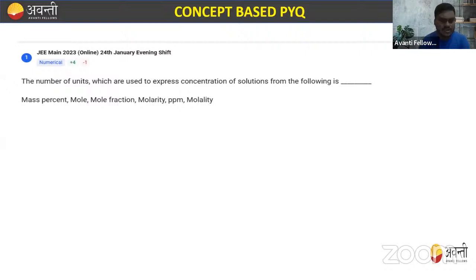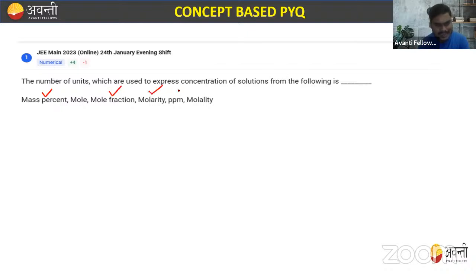Now, the next question is the number of units which are used to express the concentration. So फटाफट बता दो, ये बहुत सिंपल क्वेश्चन है तो फटाफट सब बता सकते हैं. That is the number of units used to calculate the concentration of the solution from the following. कि कौन कौन से में हम लोग यूज करते हैं concentration निकालने के लिए, right? So we use mass percentage and the mole fraction, right?